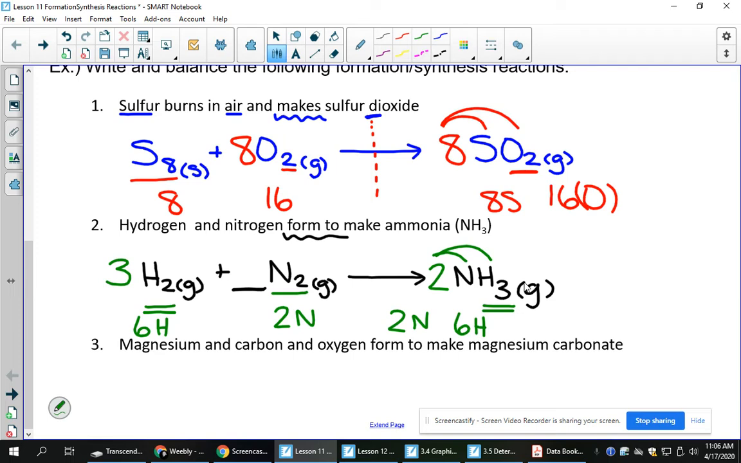What number do you think you might put in front of the nitrogen if we don't need any number at all? What you can put is not a 0, but a 1. You can put a 1 in front, and then we've still got 2 nitrogens, and you know that you're finished balancing.